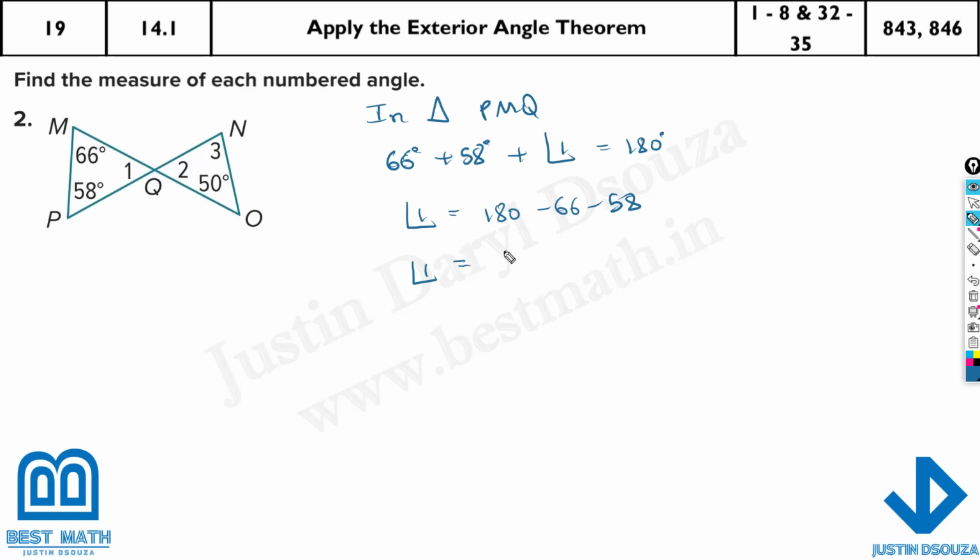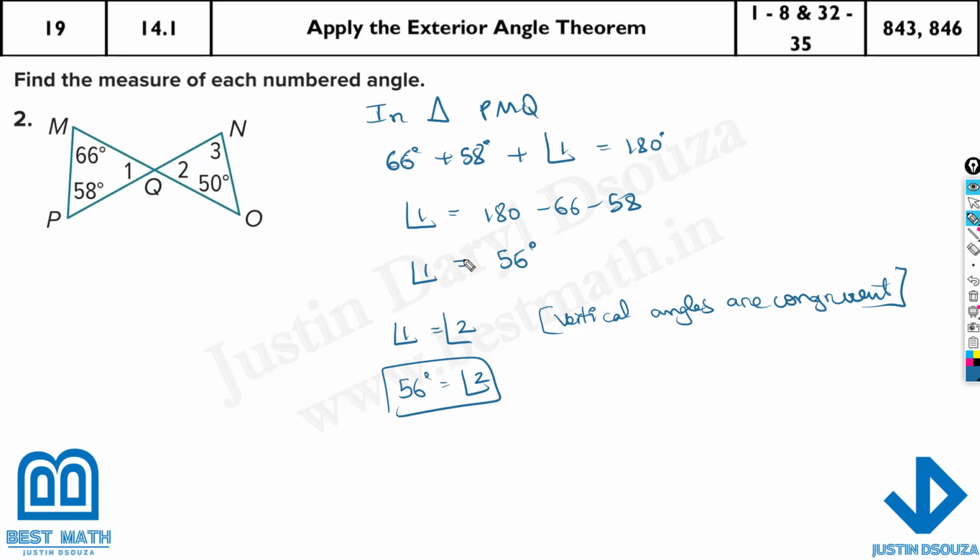That will be 56 degrees. Just use a calculator over here. And then after this, you can write measure of angle 1 is equal to measure of angle 2. Why? Vertically opposite angles, vertical angles are congruent, they're equal. Or you can just write vertical angles, that's it. So measure of angle 1, 56 degrees, is equal to measure of angle 2.